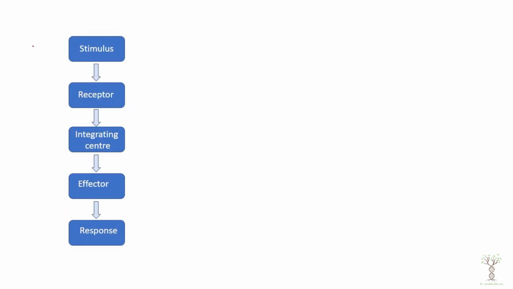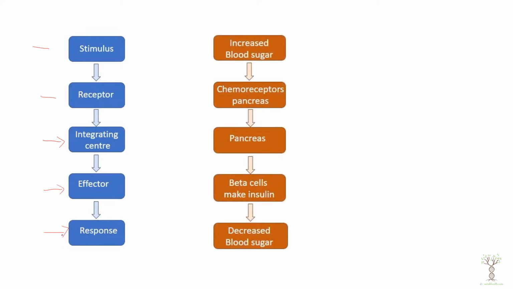In a negative feedback loop, we have a stimulus. There is a specific receptor that will detect that stimulus. The integrating center will determine if that factor is out of the normal range. And then there will be an effector that will cause a response that brings that factor back into the normal range. When we have increased blood sugar as the stimulus, the receptors that detect this change in blood sugar are the chemoreceptors in the pancreas. The integrating center is the pancreas because it will determine if the set point for blood sugar has varied from its normal range.